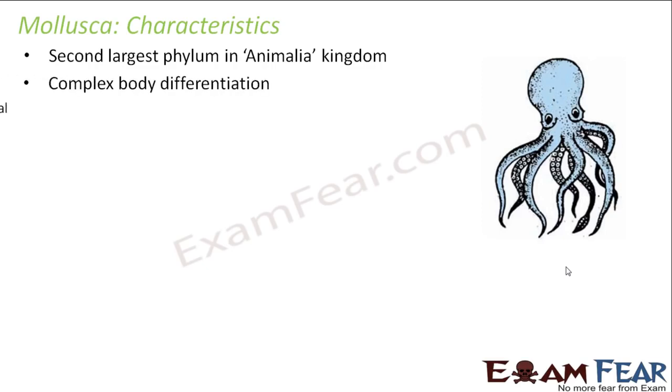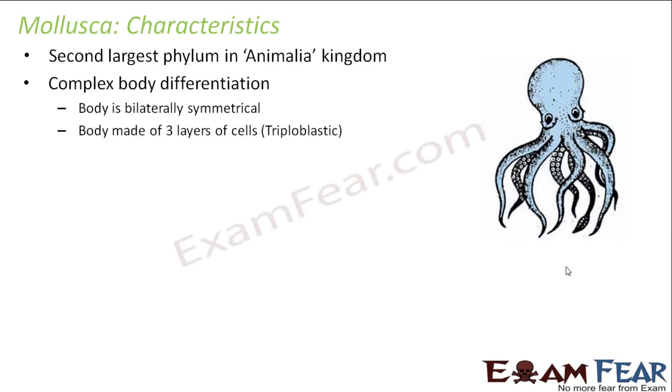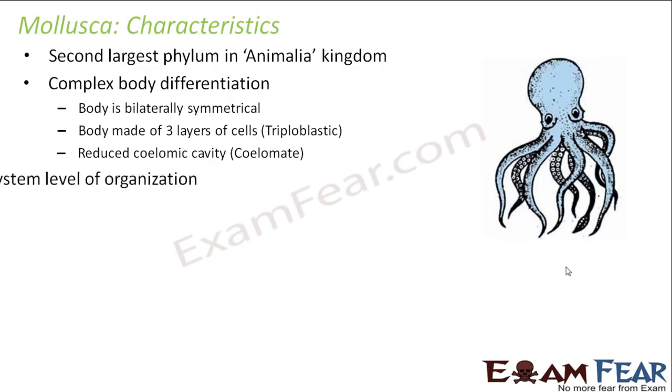They have complex body differentiation. The body is bilaterally symmetrical, triploblastic with ectoderm, endoderm, mesoderm germ layers. Reduced coelomic cavity, that is, they are coelomates, so they have a true coelom present. So these are some of the common features. Organ system level of organization, because they have complete and distinct organ systems.